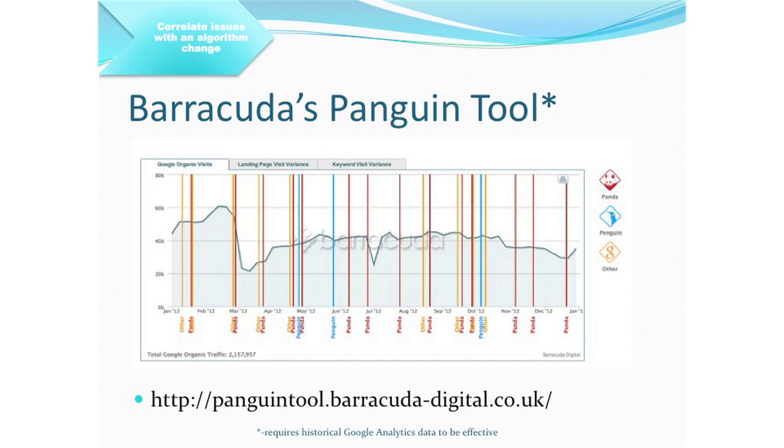So in this graphic here, you can see that the site in question had a couple of Panda problems, which are the red lines, but doesn't seem to have run afoul of the Penguin algorithms, which is the blue line.